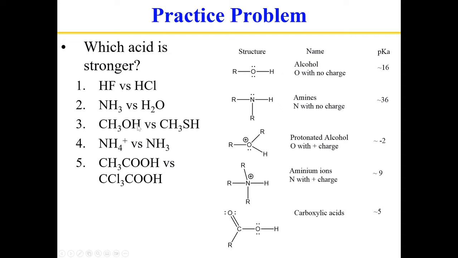The hydrogen connected to the oxygen is the acidic hydrogen of methanol, and the hydrogen connected to the sulfur is the acidic hydrogen on this compound on the right. We know that the pKa of an alcohol is going to be in the ballpark of 16. We don't necessarily know the pKa of this hydrogen bound to the sulfur. So our first thing that we do is we identify that the hydrogen in this case is bound to an oxygen, and here the hydrogen is bound to a sulfur. Oxygen and sulfur are different atoms.